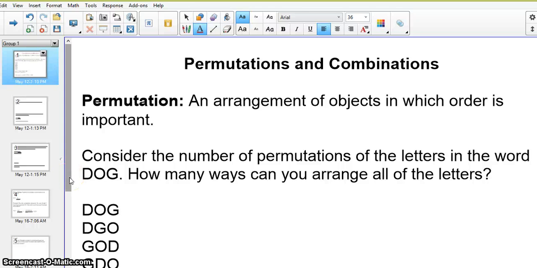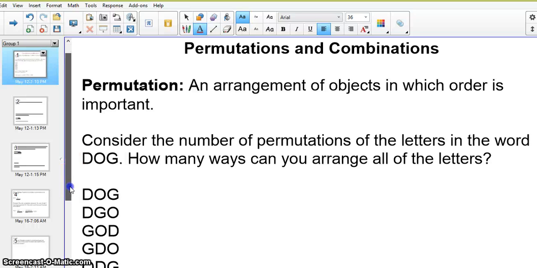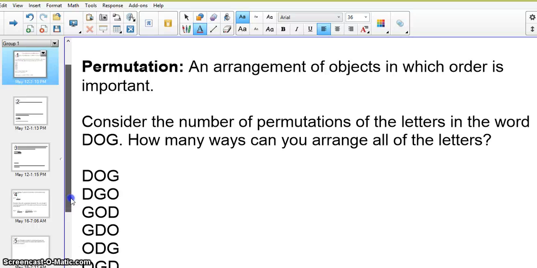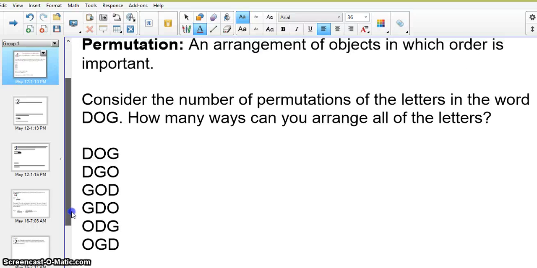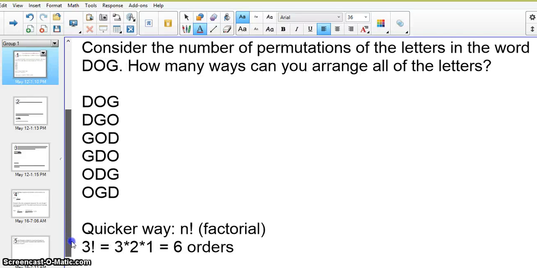So let's look at an example. Consider the number of ways of permutations of the letters in the word dog. How many ways can you arrange all the letters? So I wrote down all the ways you can rearrange the word dog: D-O-G, D-G-O, G-O-D, G-D-O, O-D-G, O-G-D. So there's 6 ways you could rearrange the letters for dog, which wasn't hard to come up with, but if I asked you to reorder 15 things, that would take a lot more time. So the quicker way to do this is with factorial.